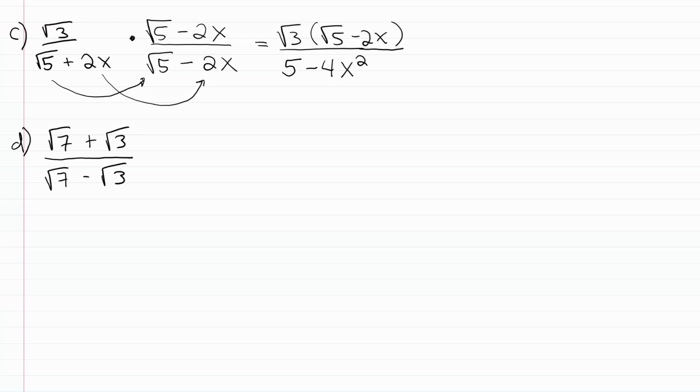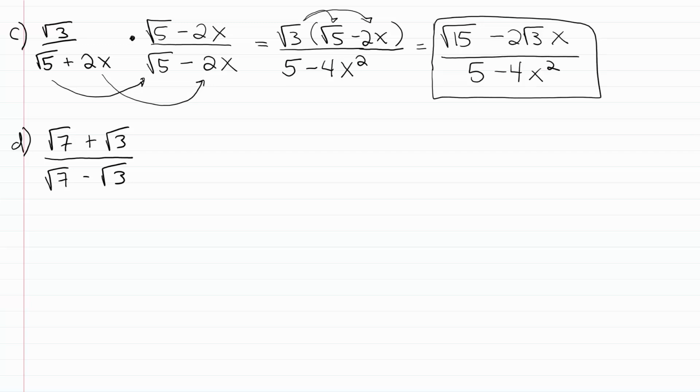Okay, now the last thing we want to do in this case is to distribute in that square root of 3 perhaps. So if you were to do that, you would have square root of 3 times square root of 5, which is going to give you the square root of 15. And then the square root of 3 times negative 2 is negative 2 square roots of 3, and that'll be times x. And then in the denominator, we will have 5 minus 4x squared. And that's it.